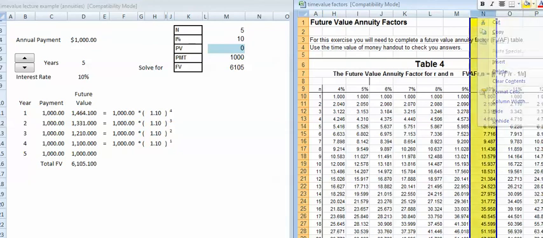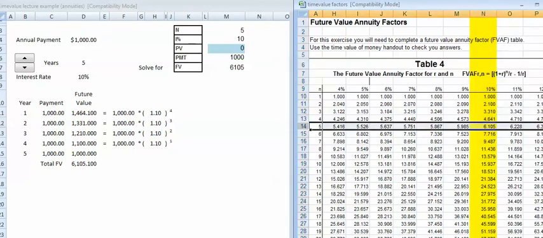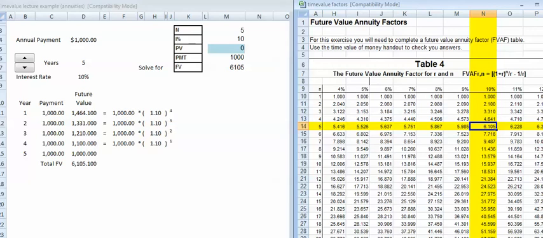If we were to use our future value annuity factor tables, we would come across to our 10% interest rate, and we would come down to 5 periods. And where those two intersect is the future value factor of 6.105. So we would multiply the amount of our investment, which was $1,000, by our 6.105 future value factor, and we would have $6,105 as the future value of this annuity.